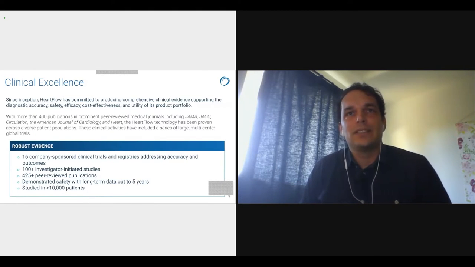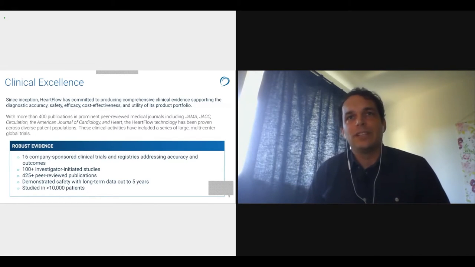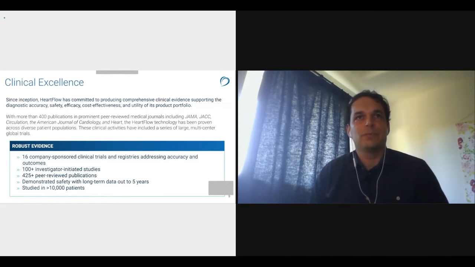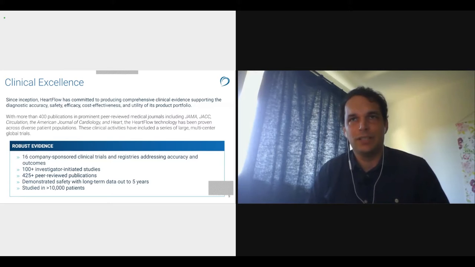HeartFlow, as I said, is a spin-off from Stanford, and this is still reflected in the company today. There's a lot of emphasis on publications. We have more than 400 clinical and technical publications. We have also been issued a lot of patents, and we also conduct a lot of clinical trials to gather further evidence for our product.